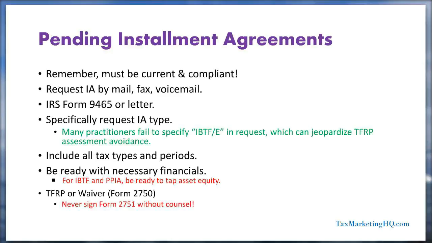Be sure to include all tax types and periods. Be ready with 433 information. And for PPIAs and non-express IBTFs, be ready to tap into any equity and assets. So be either ready to liquidate certain assets that are non-critical to business operations, or the taxpayer should be seeking 3 loan denial letters from 3 different banks, okay?